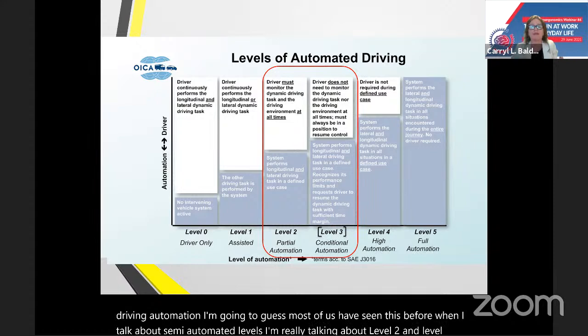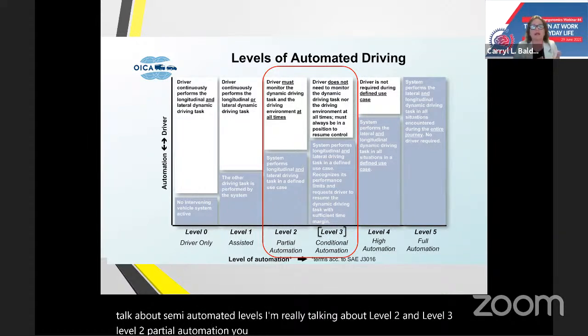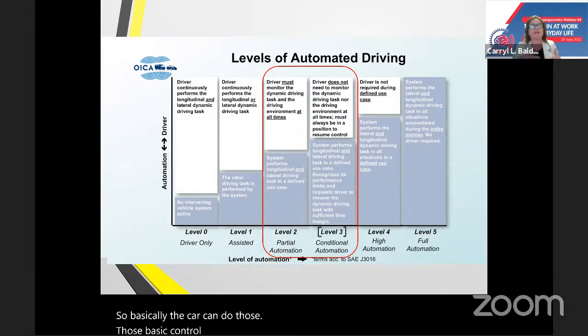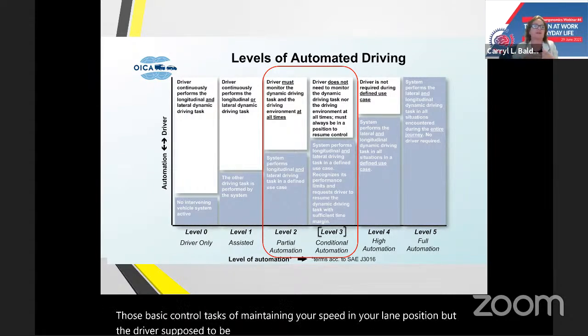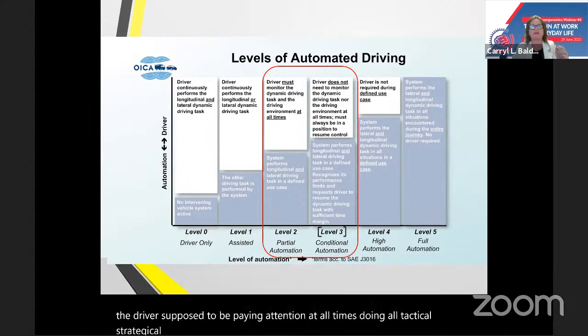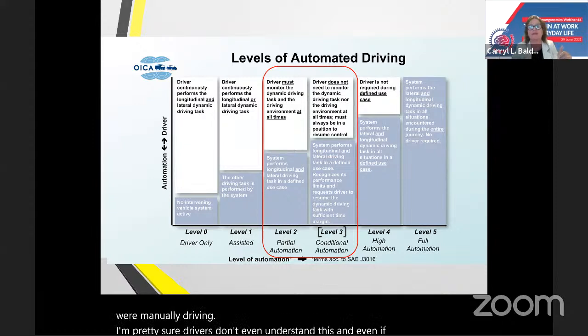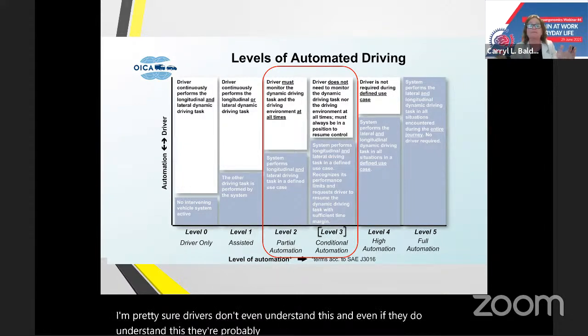Level 2, partial automation. You have lateral and longitudinal lane control. So basically the car can do those basic control tasks of maintaining your speed and your lane position, but the driver's supposed to be paying attention at all times, doing all tactical, strategic maneuvers, monitoring for hazards to the same extent as if they were manually driving. And I'm pretty sure drivers don't even understand this. And even if they do understand this, they're probably not capable of doing that.